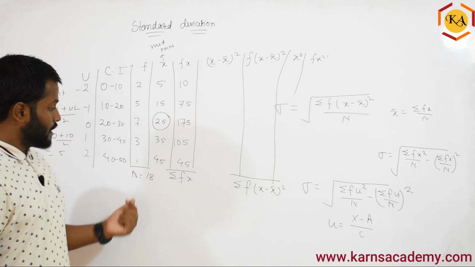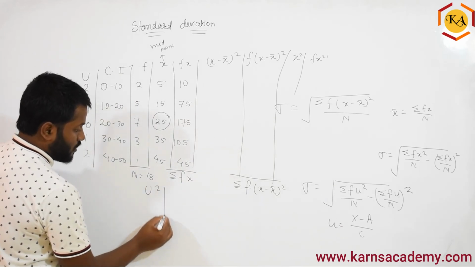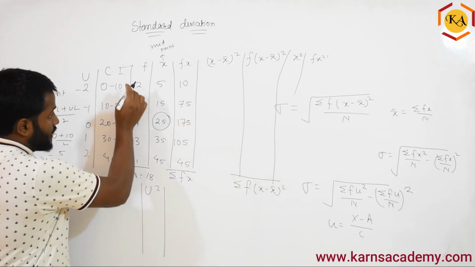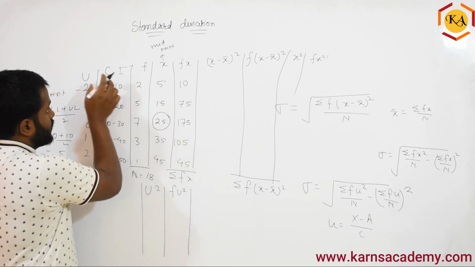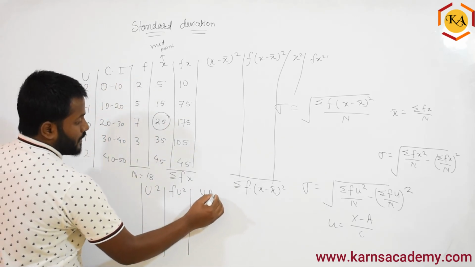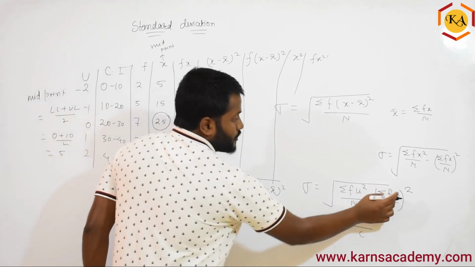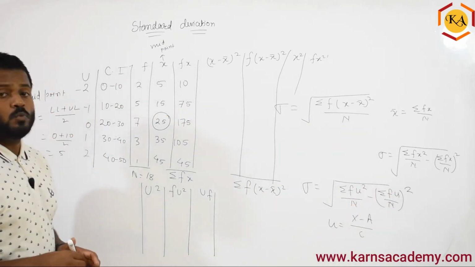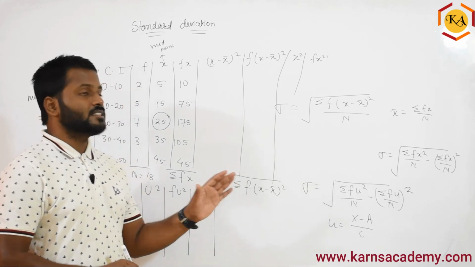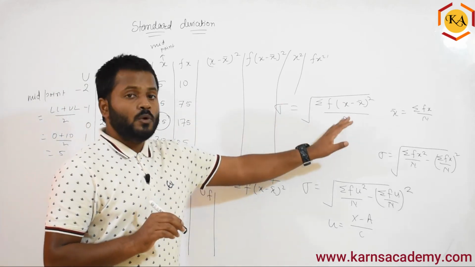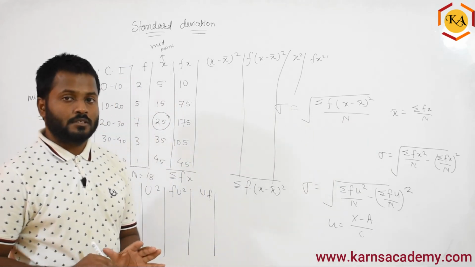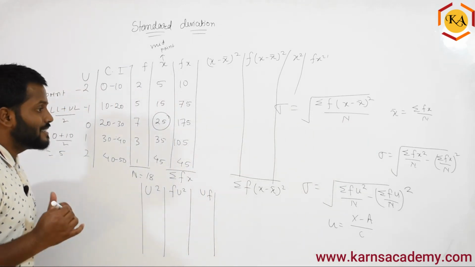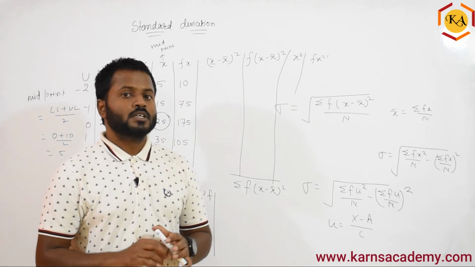First find out the u square. You can find out the u square column, which u square can be multiplied with f. So you will be getting fu square. Or u and f you multiply, you will be getting this, which you can substitute over here, right? So no matter what formula you use, the answer you will be getting is the same. Now it completely depends on you, whichever you are comfortable with, you can use it, right? So this is about the standard deviation.